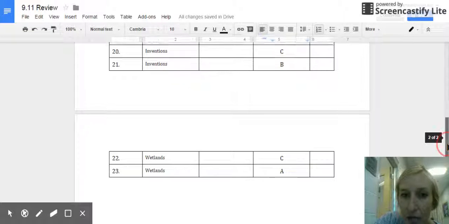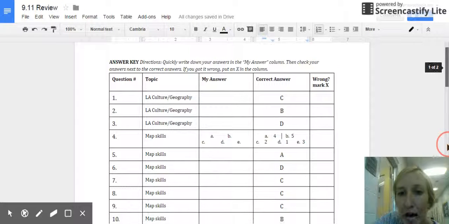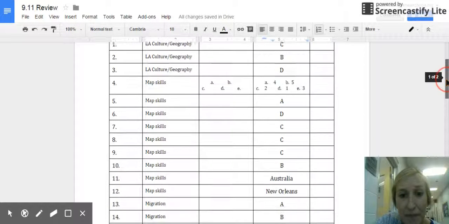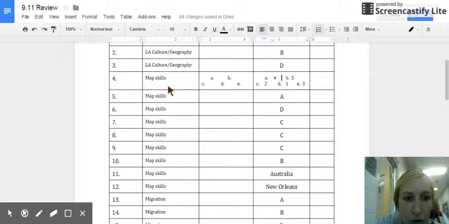So after you've corrected those, what I want you to do is look at where you have the most X's in a row, because these are all divided by topics. So for example, if you got 1 wrong in Louisiana culture and geography for questions 1 through 3, but then for those map skills questions, you got 4 wrong, 5 wrong, 6 wrong, 7 wrong, you want to take a look at which ones over here where your X's are with the same topic.